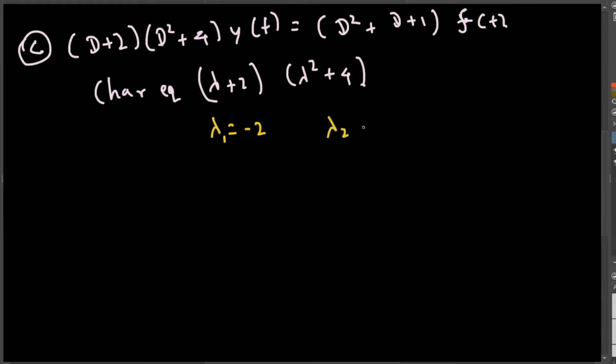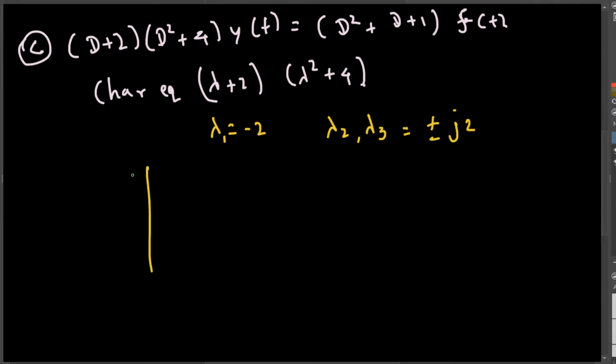And lambda 2 and lambda 3: if I equate this to 0, lambda square plus 4 is equal to 0. Therefore, lambda square is equal to negative 4. Therefore, lambda is the square root of negative 4. So that's going to give us a complex number, plus or minus j2, because we are square rooting a negative 4.